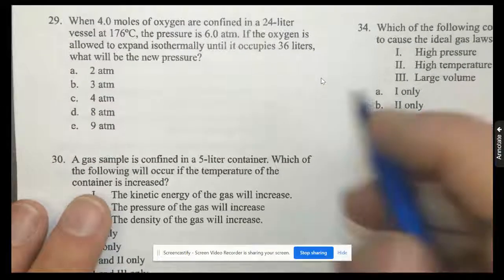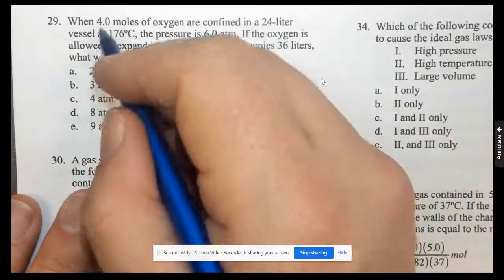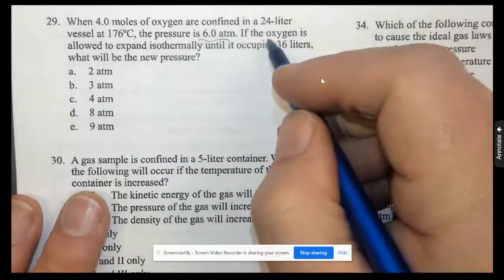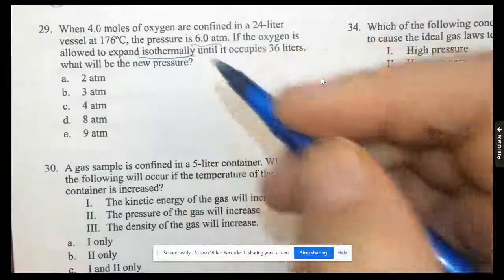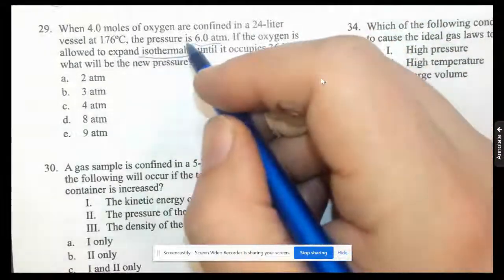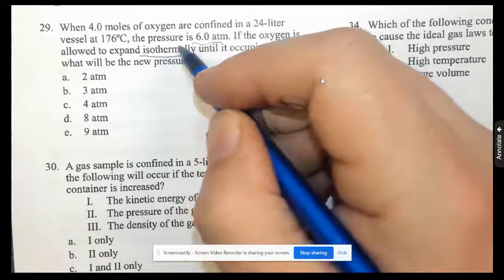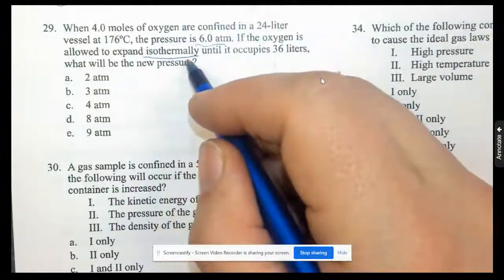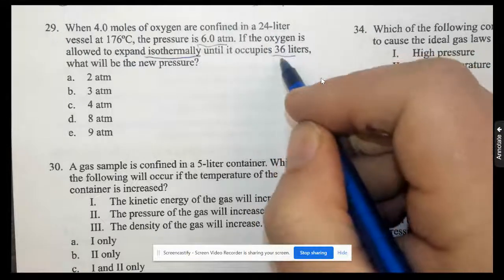Okay, number 29. When 4 moles of oxygen are confined in a 24-liter vessel at 176, the pressure is 6 atmospheres. If the oxygen is allowed to expand isothermally, to expand isothermally means that the temperature will not change. Iso means the same or equal, thermal, heat, temperature, etc. So it's allowed to expand, so the volume is going to get bigger from 24 to 36.